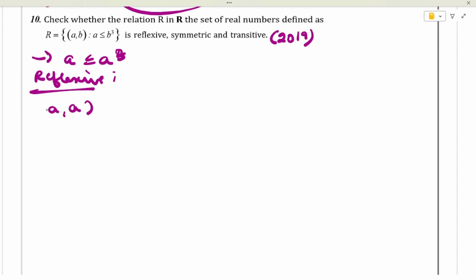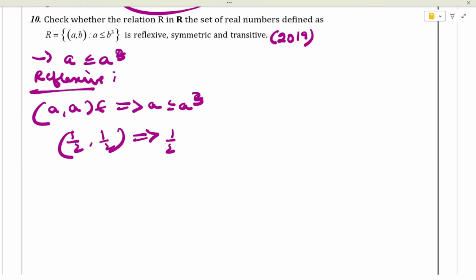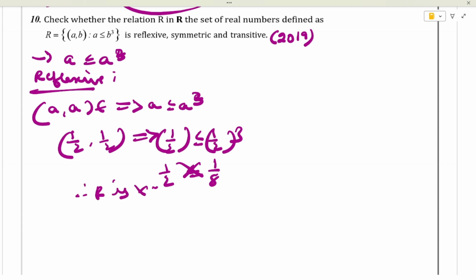See, (a, a) belonging to R means a should be less than or equal to a cube. Which is not true. Why? Because if you consider a as 1 by 2, it implies 1 by 2 is less than or equal to (1 by 2) whole cube. It is not true, because 1 by 2 is not less than or equal to 1 by 8. So you can say that it is not reflexive.